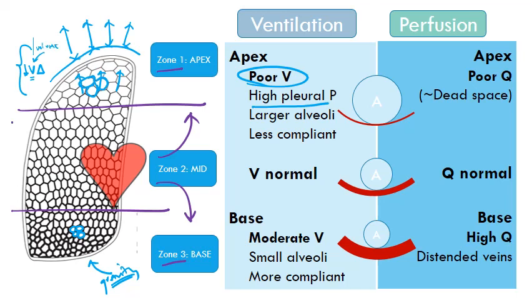So because of all these characteristics, the higher compliance, the less ability to expand, ventilation overall is pretty poor. That said, the alveoli at the base have much better ventilation as they're not subjected to the same forces. They've got normal compliance, they're surrounded by pulmonary vessels, and ventilation overall is pretty good.